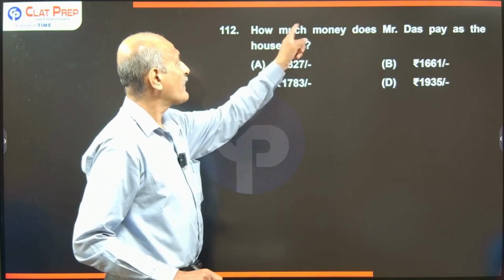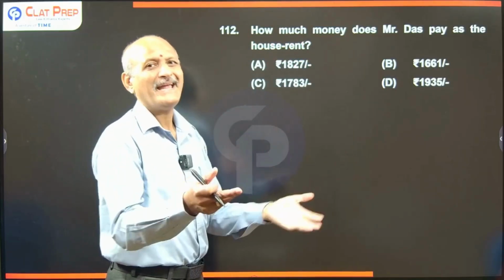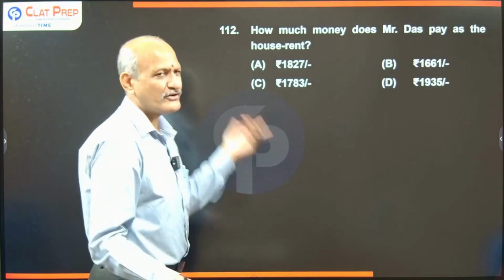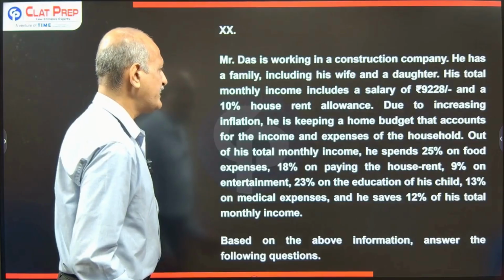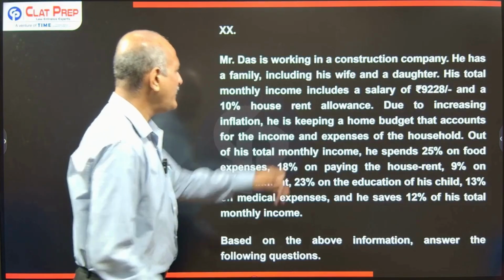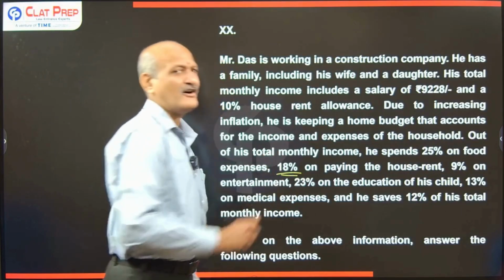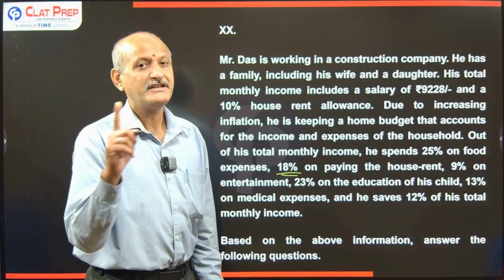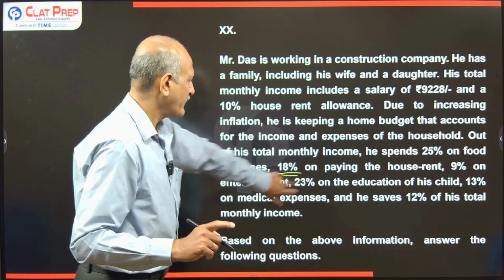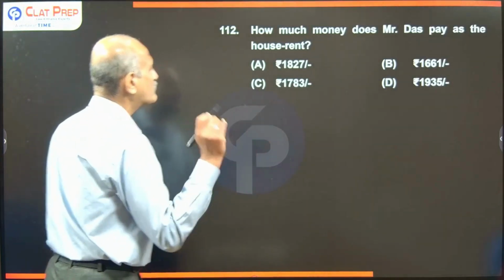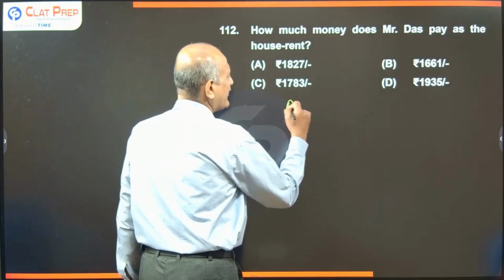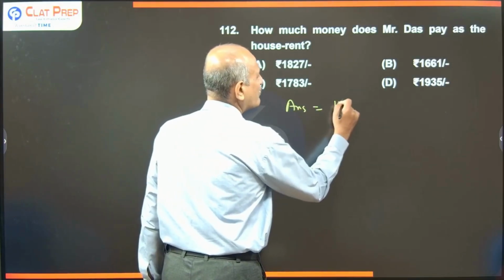Question is asking how much money does Mr. Das pay as an expense here for the house rent. Please see here. For house rent here, how much is he paying? Okay, 18% actually he is paying for this house rent, 18% of the total income right now. Okay, so exactly what are we supposed to calculate? It is equal to 18% of the total income here.